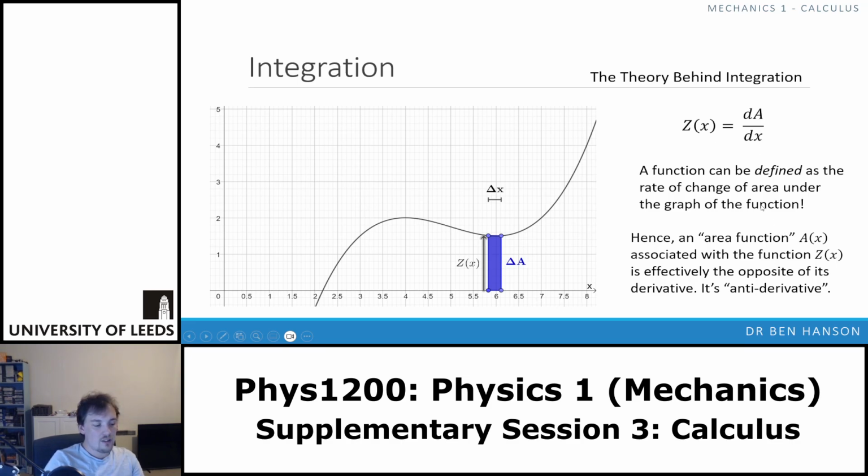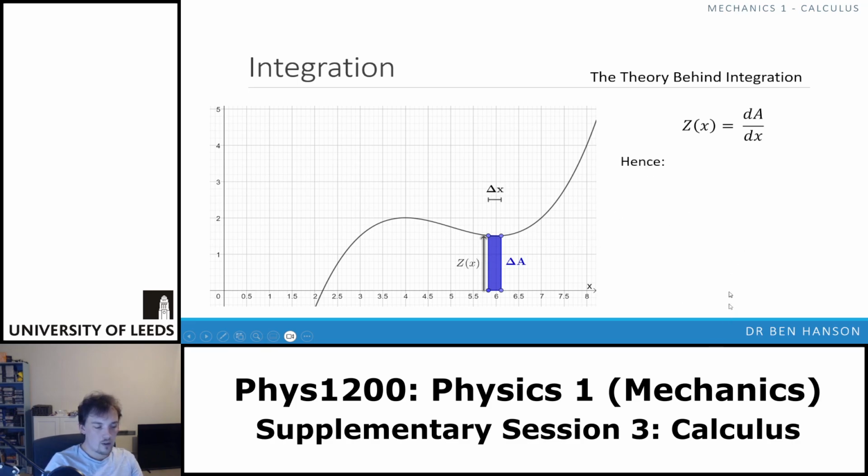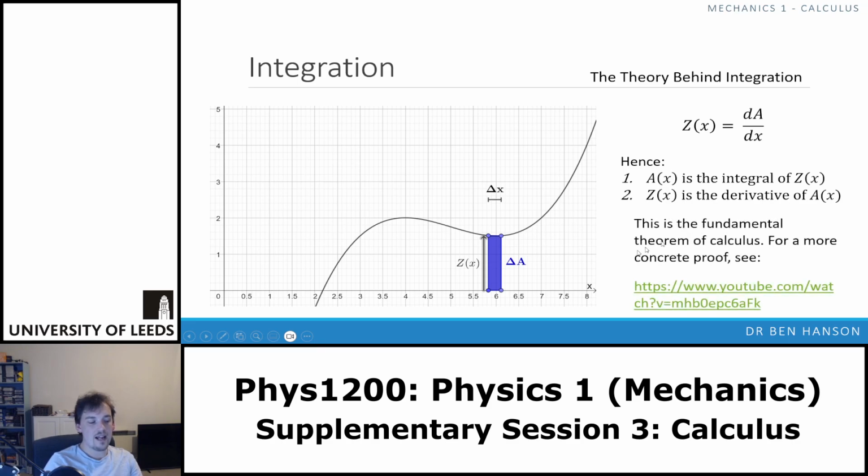So let's imagine there's this area function. As x changes, so too will the area under the graph. As x changes, the area under that graph will get bigger or smaller depending on how x changes. So a of x is the integral of z of x. Z of x is the derivative of a of x. This right here is called the fundamental theorem of calculus.